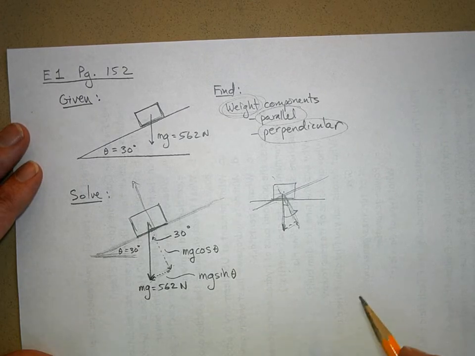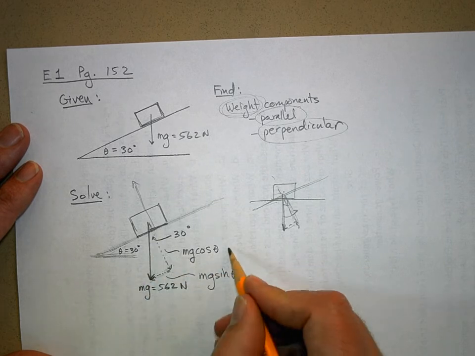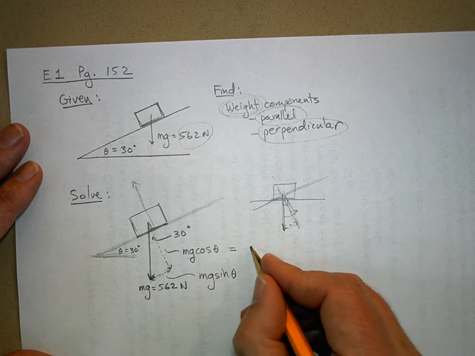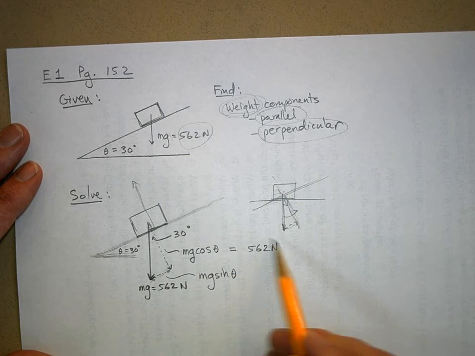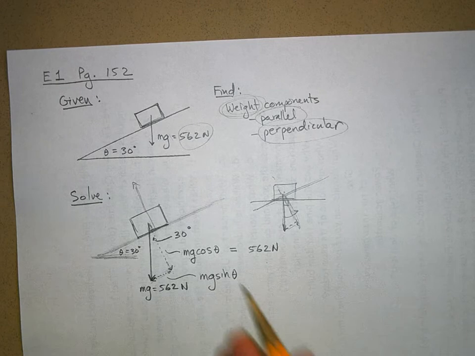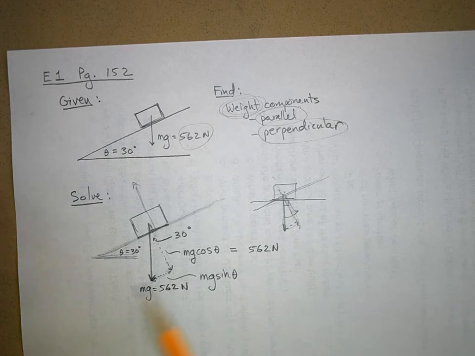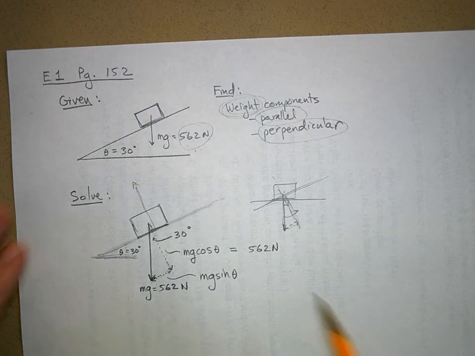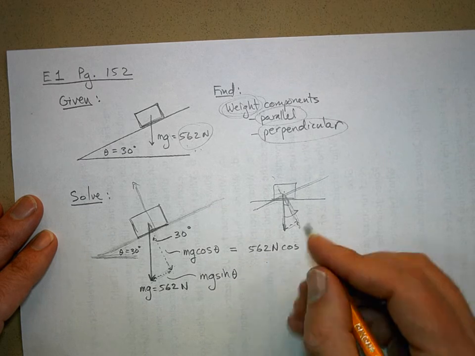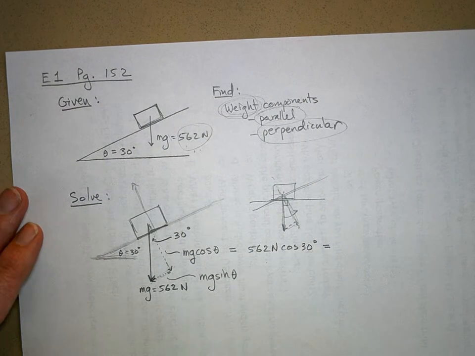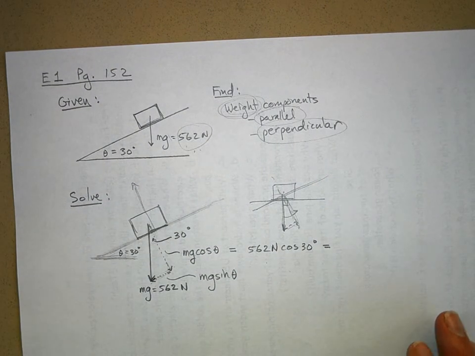Well, now we just need to plug in the numbers. Here's the perpendicular component. It's mg cosine theta. Well, we know what mg is. It's 562 newtons. By the way, don't multiply this by g. It's already been multiplied by g. We've already taken the mass and multiplied it by g to get the weight in newtons. They gave you the weight. So if they give you the weight in newtons, don't multiply by g. Just keep it that, times the cosine of 30 degrees. And when you do that, you get your perpendicular answer, which is 487 newtons.